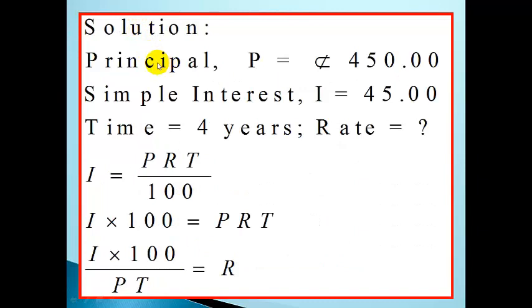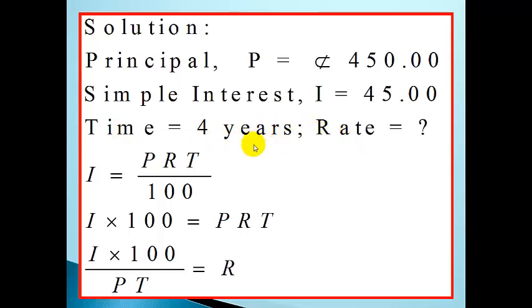From the question, the principal P is equal to 450 cedis and the simple interest I is equal to 45 cedis. The time has been given in the question to be 4 years, but the rate has not been given. We are asked to find the rate.